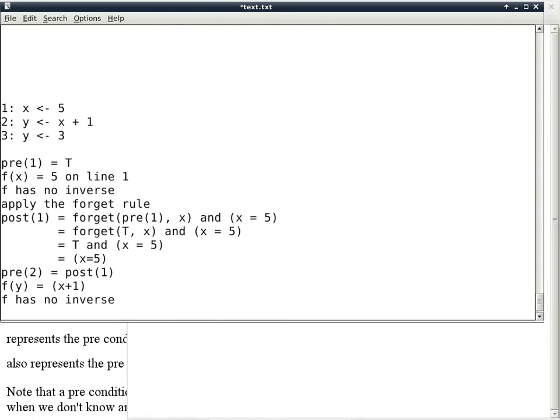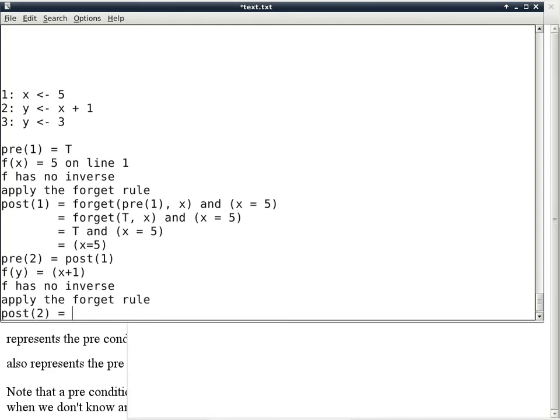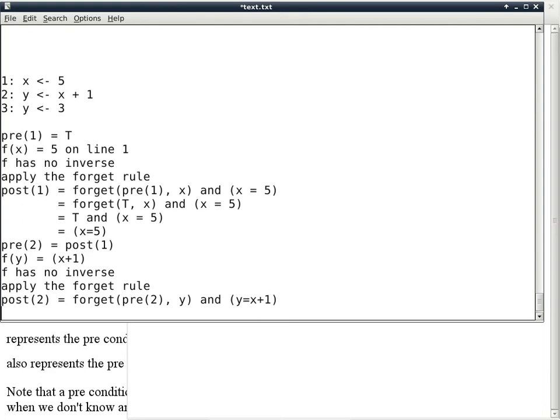Okay. Well, if it has no inverse, we know we have to apply the forget rule again. So now we have to say post-2 is to forget certain things in pre-2, potentially forgetting something. Anything that mentions what? Anything that mentions y, because y is the one getting changed and not x. All right, this is the important part, because otherwise we can be forgetting things that we should not be forgetting. What else can we say after line 2? y equals x plus 1. Okay, y equals x plus 1 for sure, because that's the effect of the assignment statement.